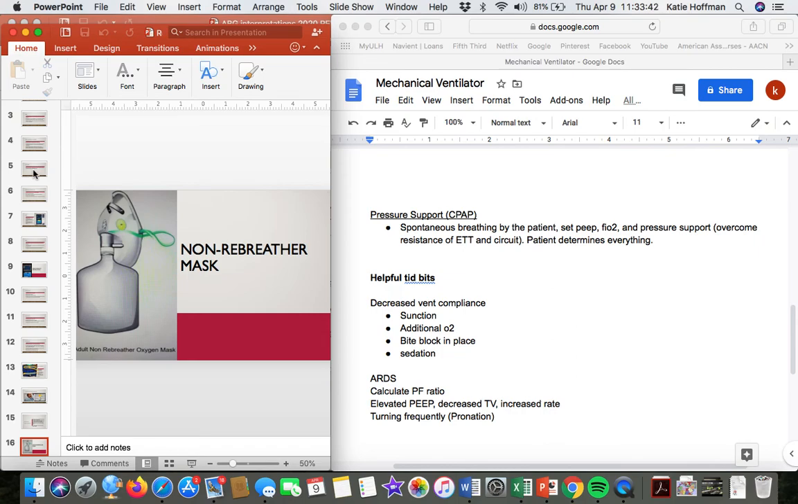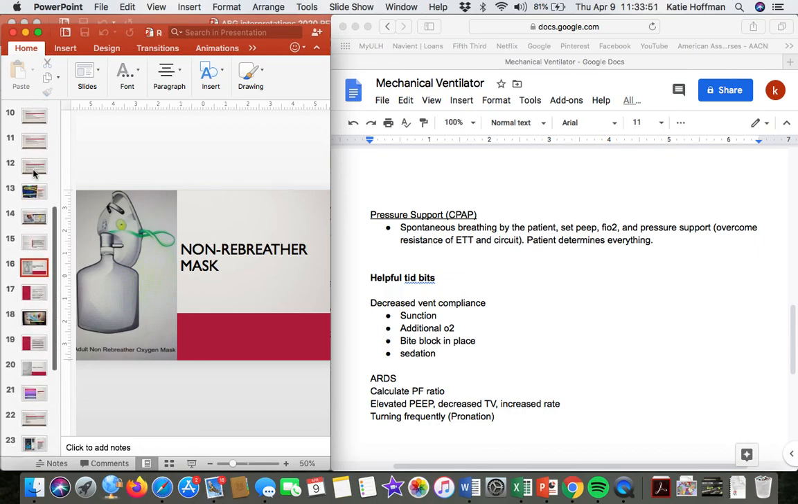So if you guys have ever used a non-rebreather, you'll see when, like Kevin said, you hook it up to the oxygen flow meter and turn it all the way up, that bag inflates. So that's a good point. If the bag's not inflated, then it's not working.